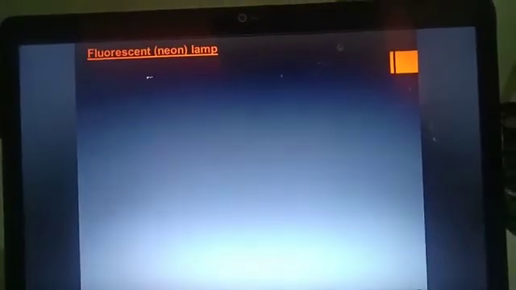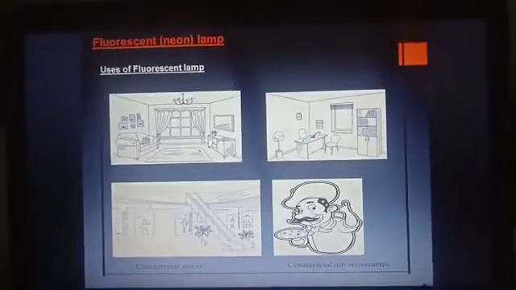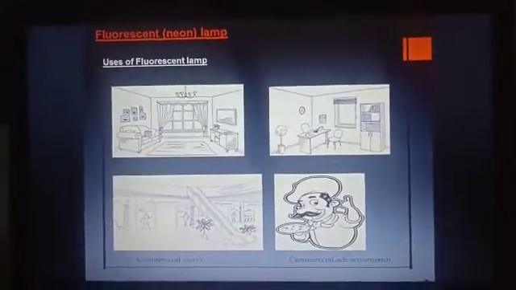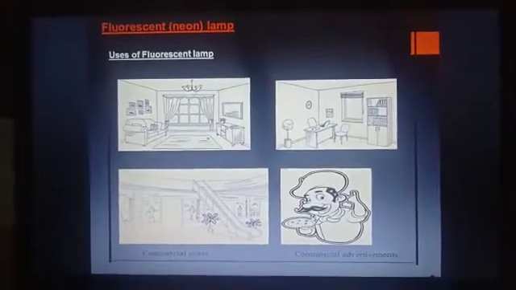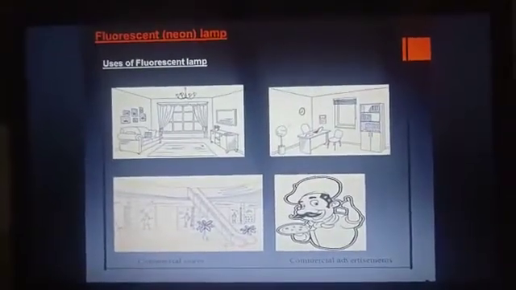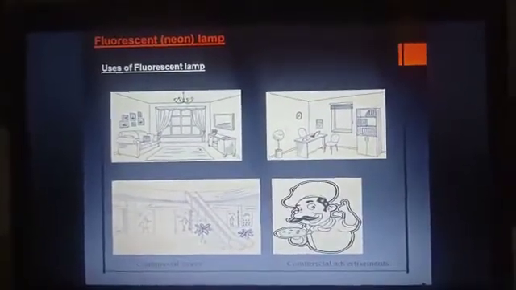Now, the other type of lamps, fluorescent lamp. We can use fluorescent lamp in lighting houses, lighting offices, and commercial stores or commercial advertisement.